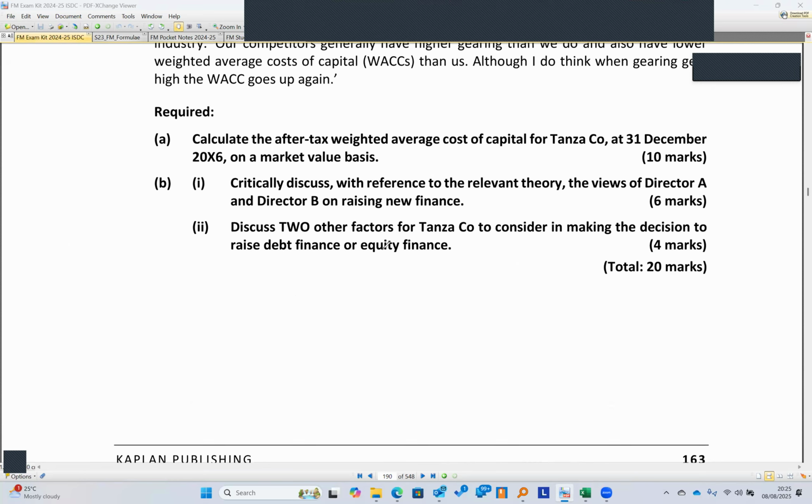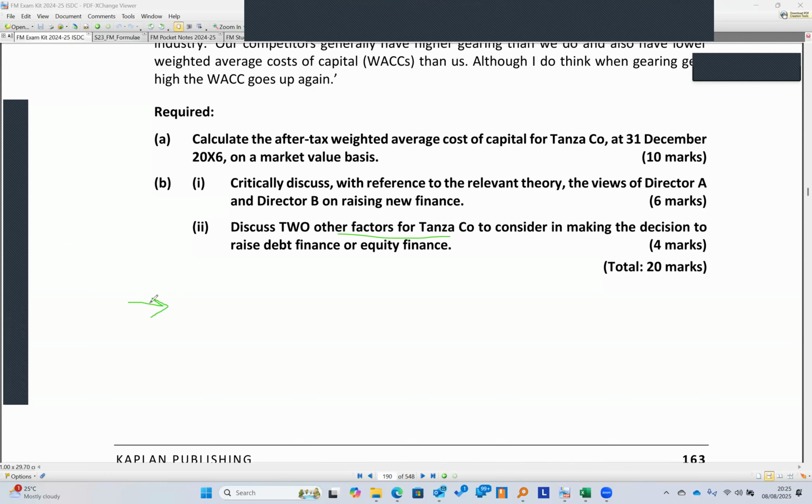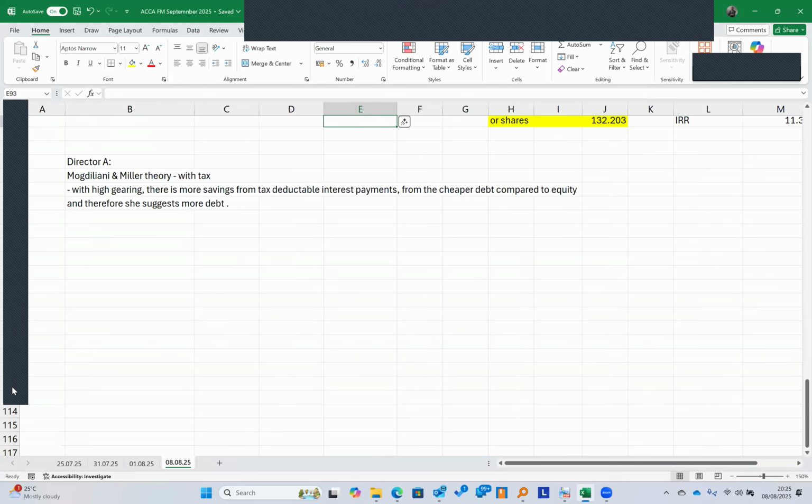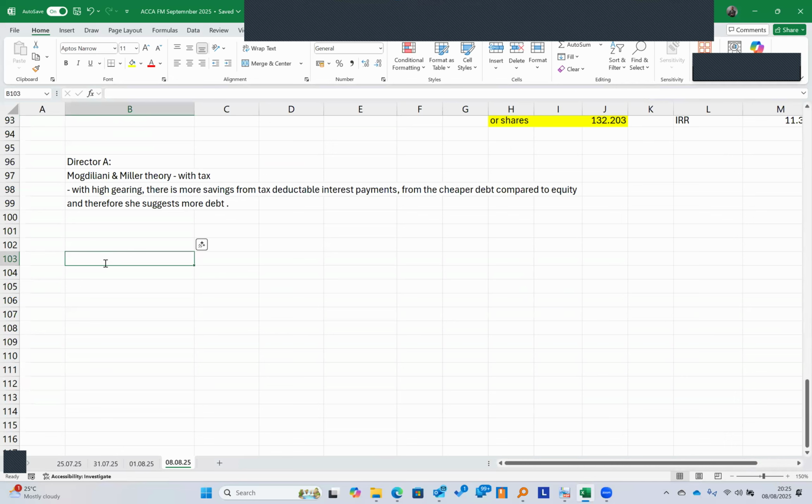Now the third part is saying two other factors that they should consider. Factors that we can consider: the first thing, as I showed you when you are reading, is that they wanted it quickly. When they want it quickly, it is far easier to raise debt quickly than you can raise equity. Okay, other factors.